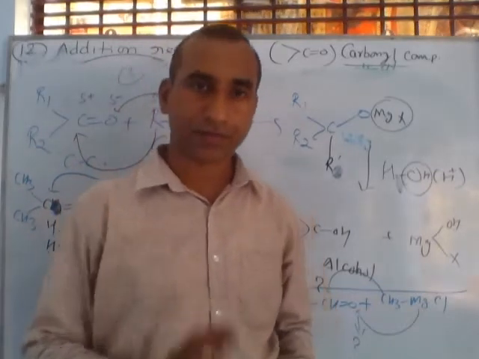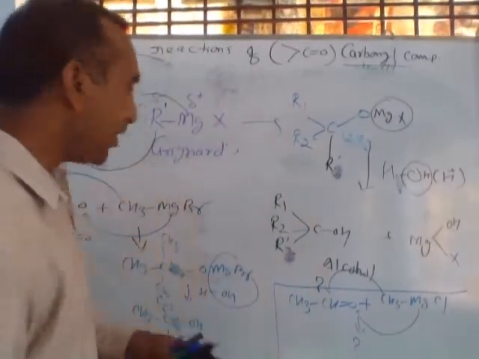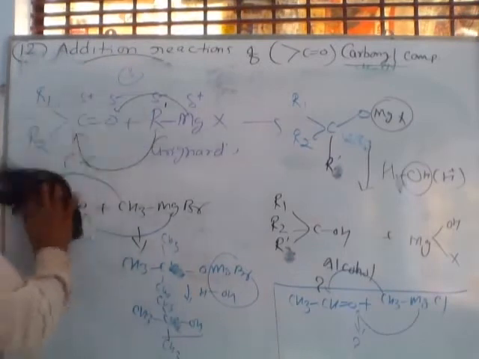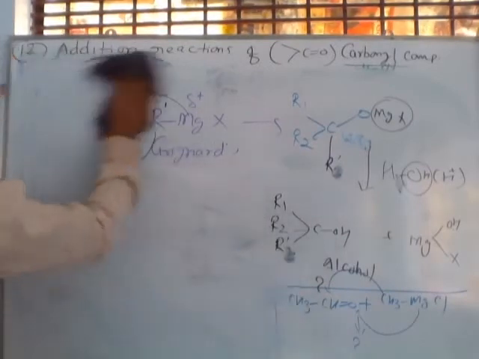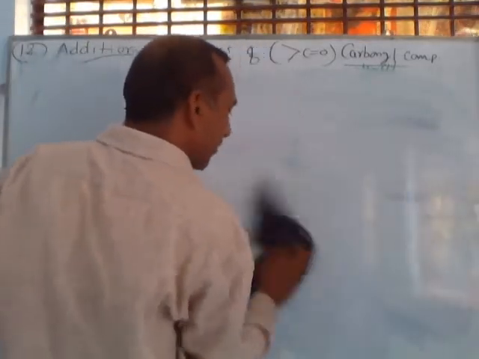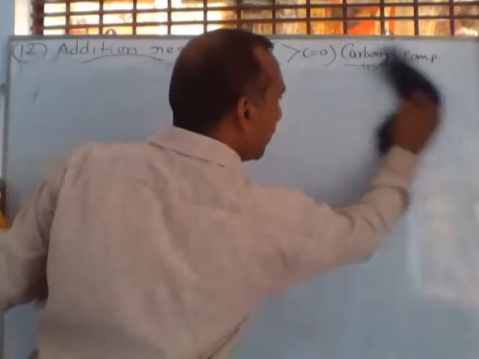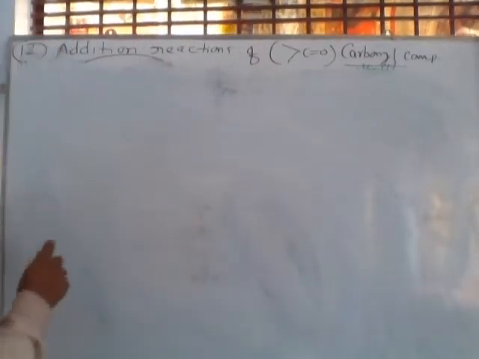And the last is reaction of alcohol, meaning addition reaction of alcohol. These are product alcohols, primary, secondary alcohol. These alcohols will add on carbonyl compound and will give some special type of compound. Observe.